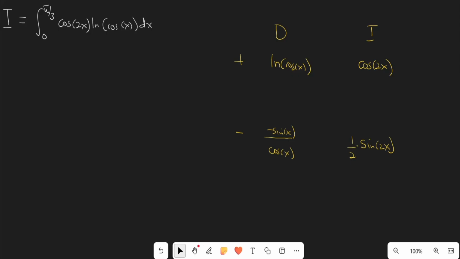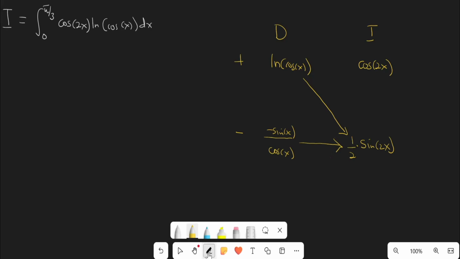Now, we have to multiply the diagonal terms, right? When you multiply diagonal terms, you don't have to take the integral, that is done. And then when we multiply terms horizontally, we have to take the integral. So now let's solve this integral. So I is going to be equal to the product of the diagonal terms.